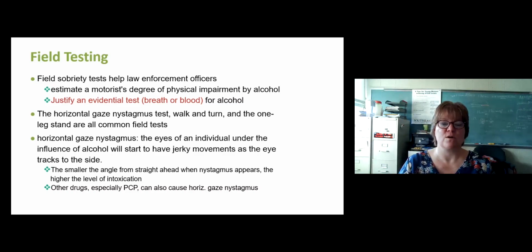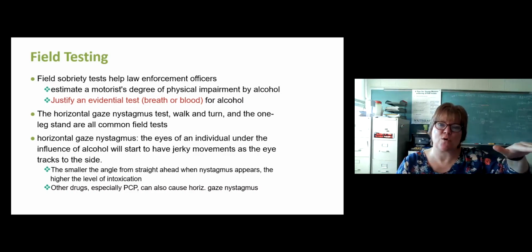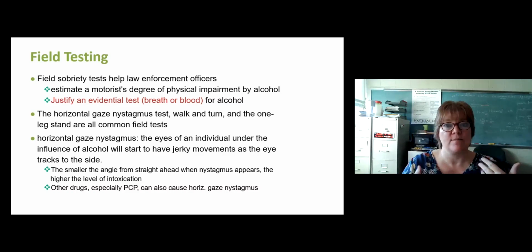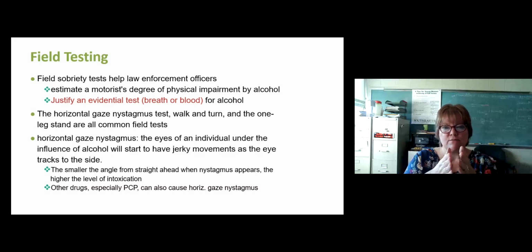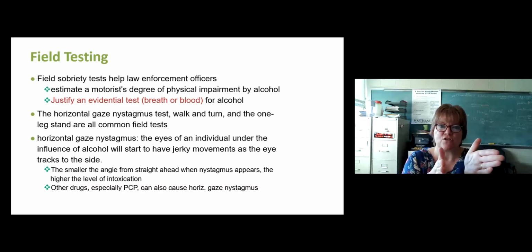So the horizontal gaze nystagmus is particularly helpful because it is unique to being under the effects of certain drugs, and in particular alcohol. The idea is that the eyes of an individual under the influence of alcohol can't track smoothly as they move from side to side. They tend to jerk. It's hard to describe. I will show you a picture of it. But the idea is that the longer it takes them to catch up, the smaller the angle from straight ahead at which you start seeing this jerking motion, the higher the level of intoxication.